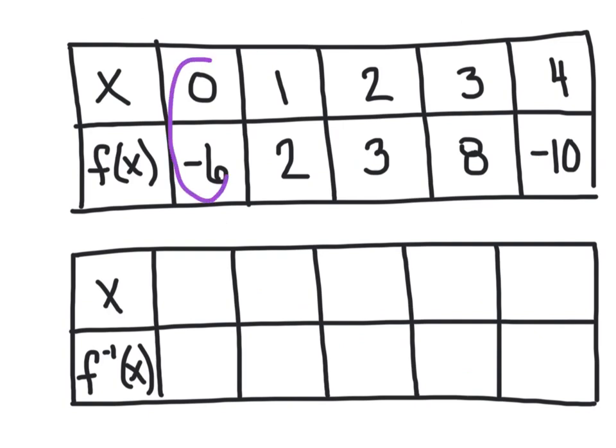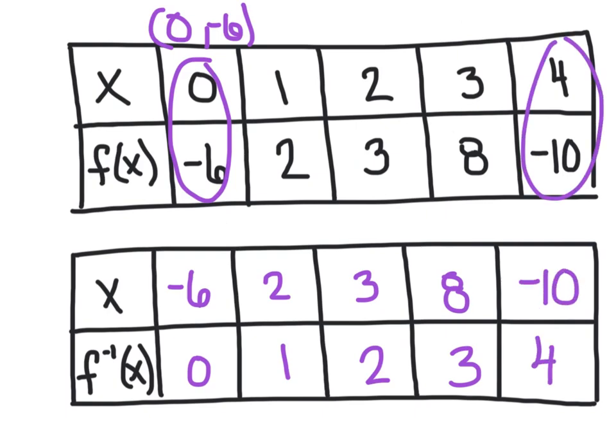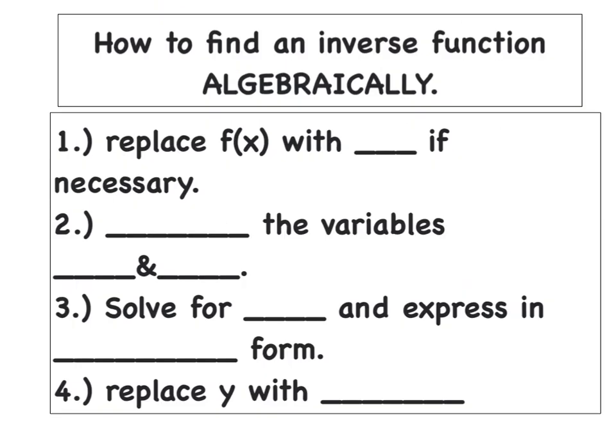If you take a look at the first point, and that's really what they're saying is (0, -6). The inverse would be (-6, 0). And it all goes back to what we said earlier, is that we're going to switch the x and the y values. The next ordered pair would be (2, 1). The next one would be (3, 2). The next one would be (8, 3). And the last one, again, just switching those two values, (-10, 4). Easy enough.